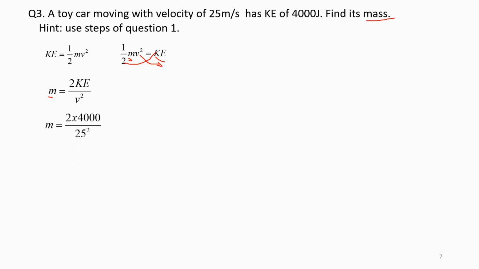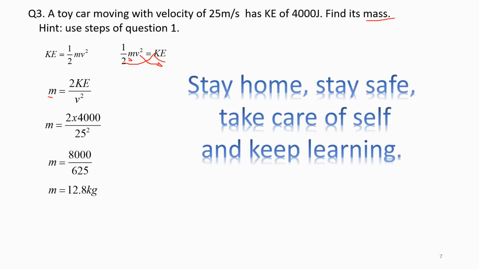So now when you substitute the values, m is equal to 2 times 4000 divided by 25 square. So 2 times 4000 will be 8000 divided by 625. We get the mass of 12.8 kg. So the toy car has a mass of 12.8 kg.